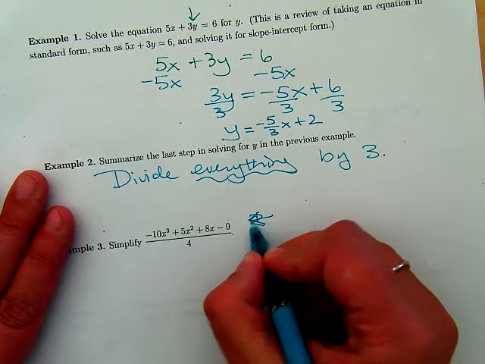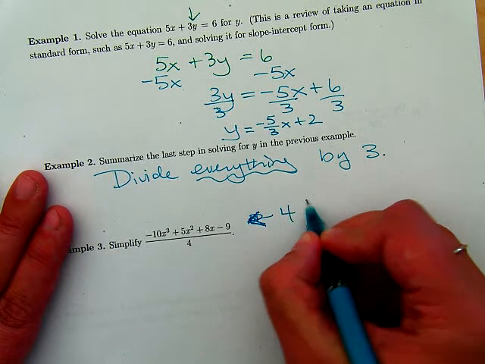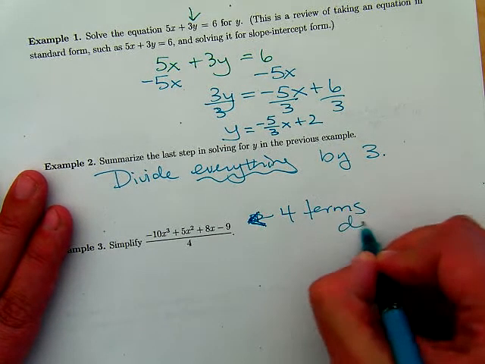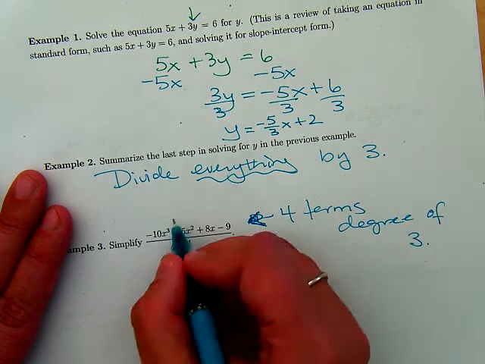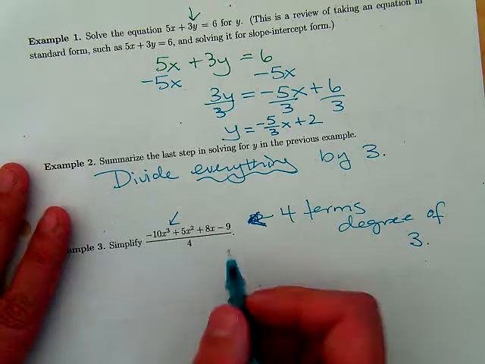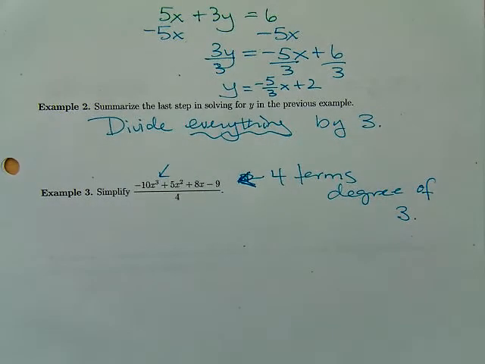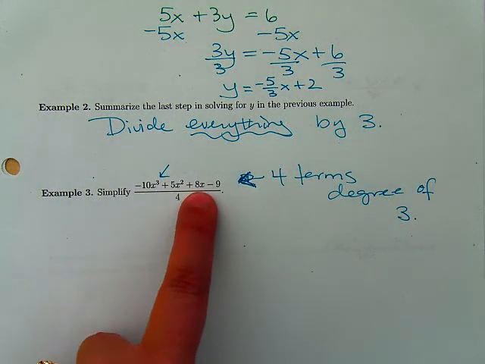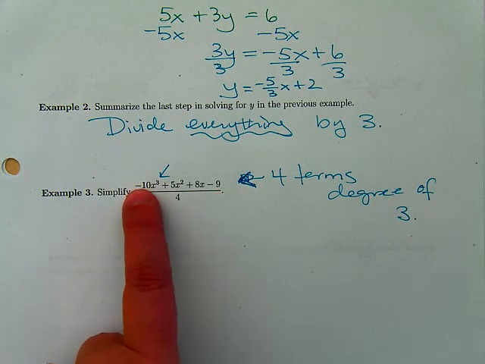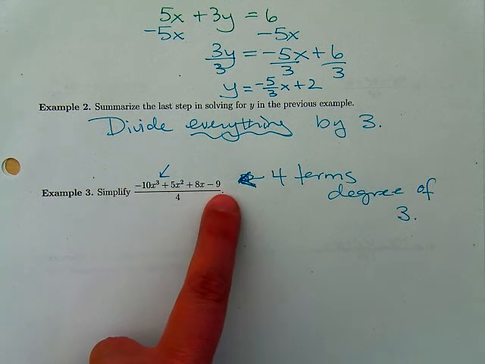Number of terms. What are the number of terms? 4 terms. What's the degree? Degree of 3, because it has the biggest exponent. Is it written in standard form? Yes, because it's in descending order, right? Degree of 3, degree of 2, degree of 1, degree of 0. It's written in standard form because it's in descending order.